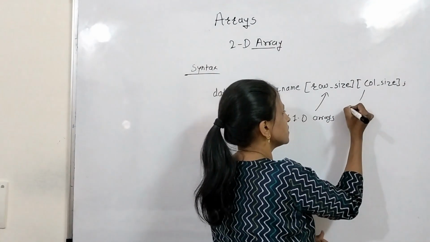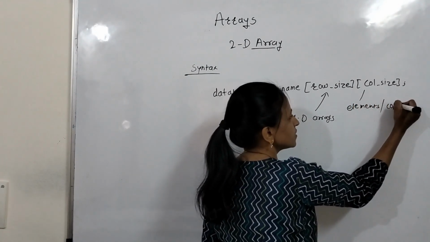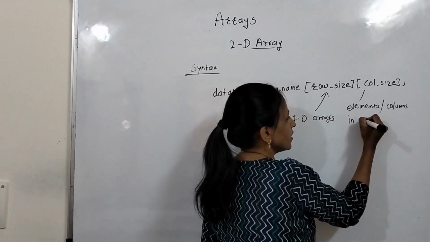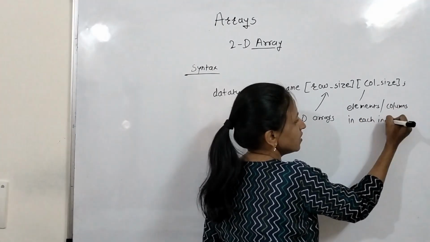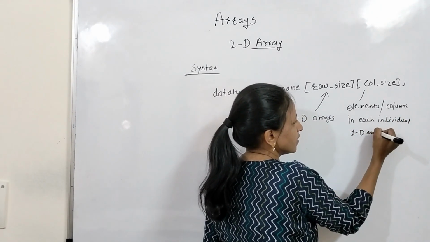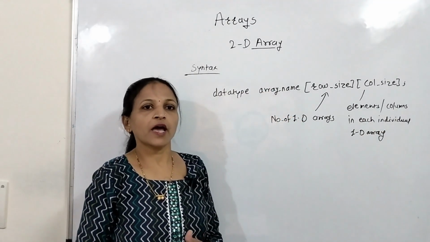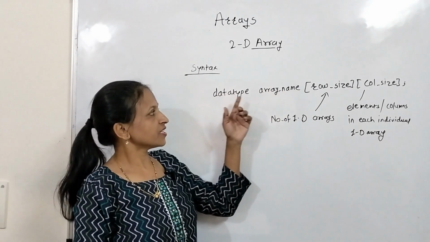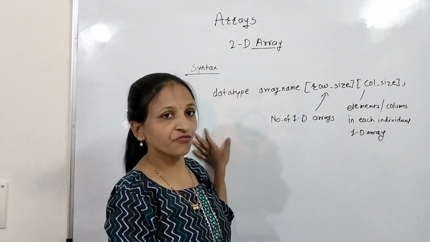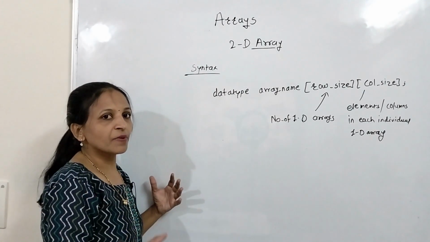Elements, or you can say columns, in each individual 1D array. This is nothing but a two-dimensional array. The syntax is: data type, array name, row size and column size. Here you can also specify a storage class. Now I am giving one example.